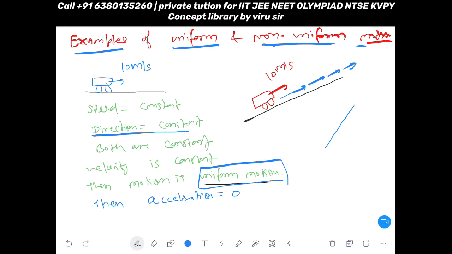If you want to go in this direction, go. If you want to go in that direction, go. It does not matter. But don't change the direction. Whatever direction you are choosing, choose. But don't change the direction. And at the same time, don't change your speed. Then only it is known as uniform motion. Right? Okay.